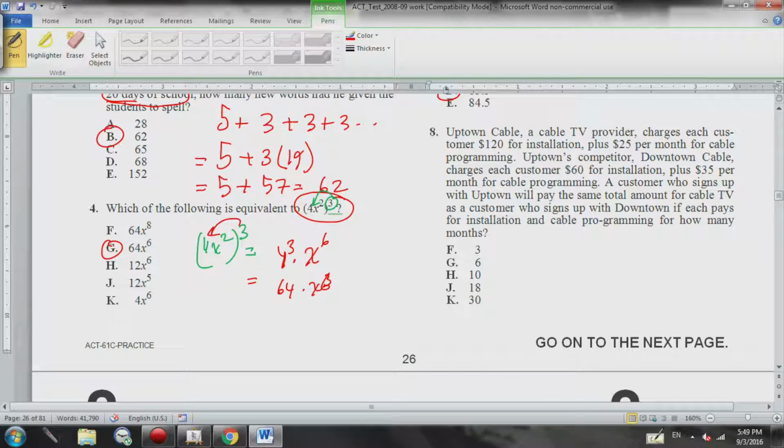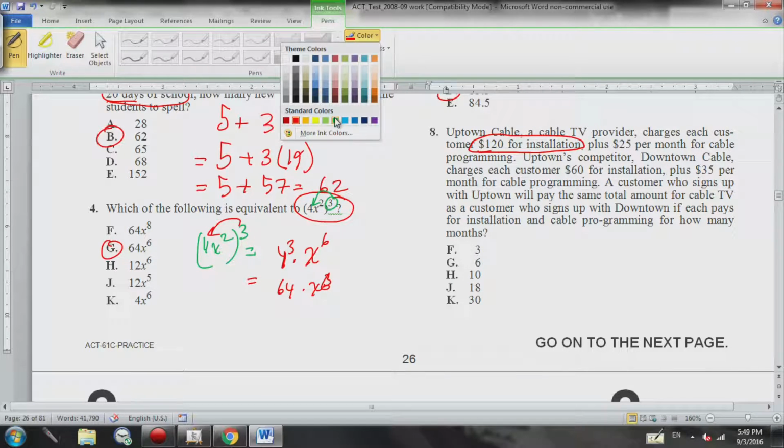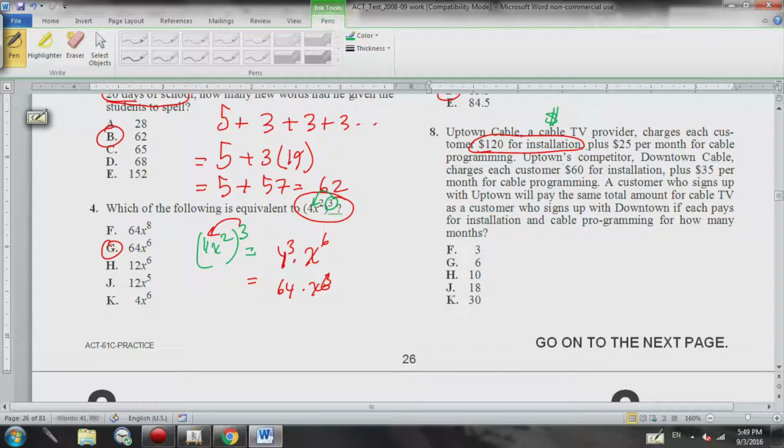Uptown Cable Company. Okay, Uptown Cable, a cable TV provider, charges each customer $120, just for the installation of their fine entertainment system. $120 for installation, and they charge $25 per month for cable programming. So they just install their system, they charge $120, and they charge $25 per month for the programming. And there's their competitor, Downtown Cable Company. They charge $60 for installation, so they charge much less. But then they drain you after that because they charge $35 per month for programming.